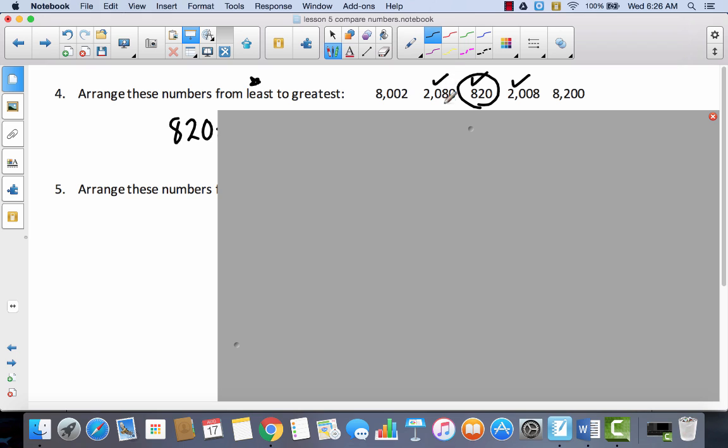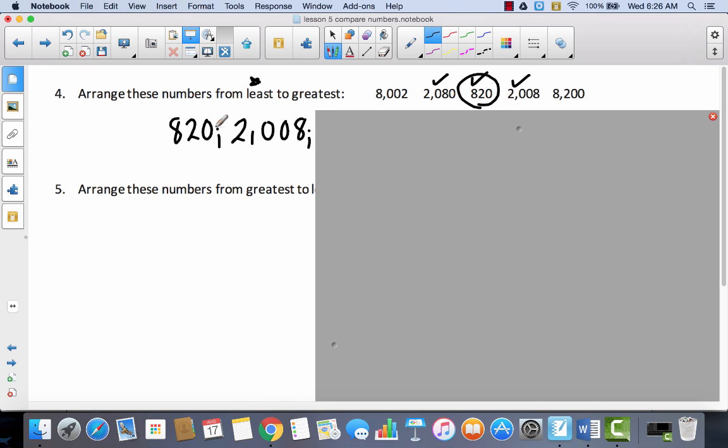So then I had to look at the tens place. And this has 8 tens, and this has no tens. So I put 2,008 next. Now you'll notice that I put a semicolon between my numbers. That's just to help me to not get confused by the commas that are in the number.